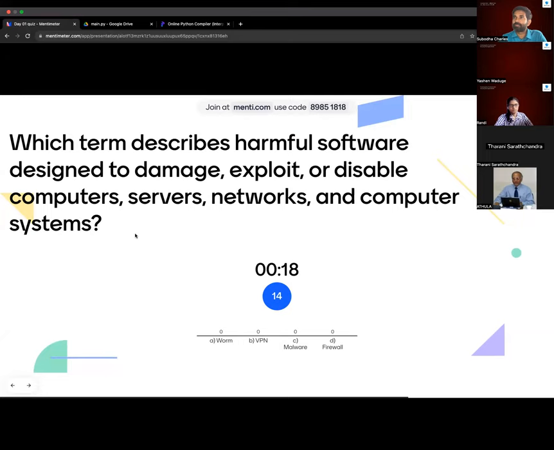Okay, everyone has voted. The question was, which term describes harmful software designed to damage, exploit, or disable computers and computer systems? The correct answer is malware. So you know this already. Let's see what the next question is without taking any more time.